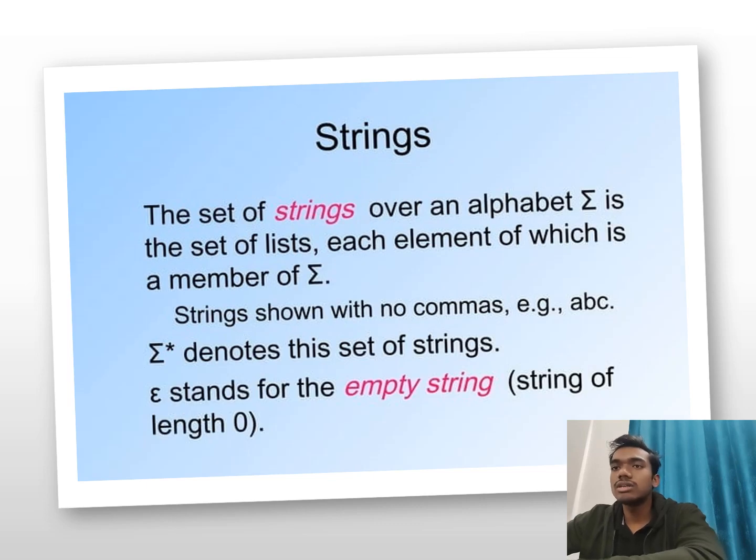Strings. The set of strings over an alphabet. So this is the symbol of the string. Let me just point it out. So basically this is the symbol of string and is the set of list, each element of which is the member of string. String shown with no comma, example ABC. So basically this symbol denotes the set of strings and this symbol stands for the empty string.